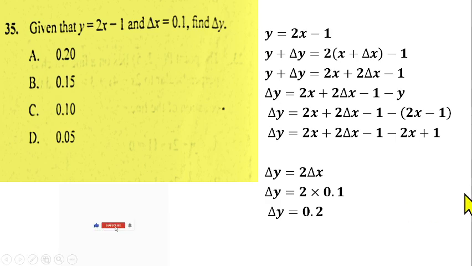Question number 36 is from statistics. You are given the scores of students in a class: 4, 6, 1, 8, 9, 5, and 2. We have to calculate, correct to one decimal place, the mean deviation of the scores. How do we find that?